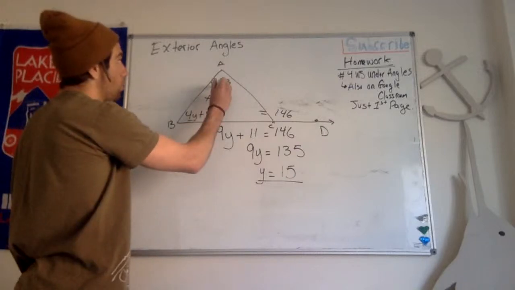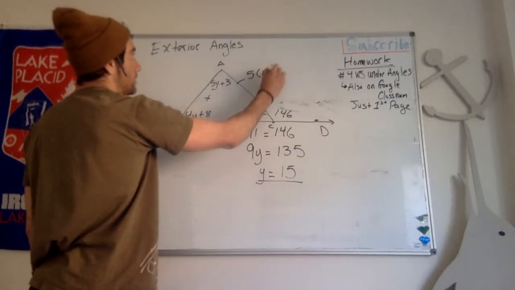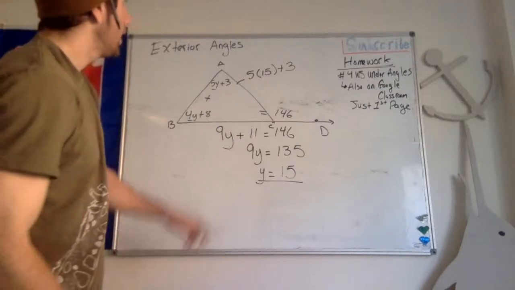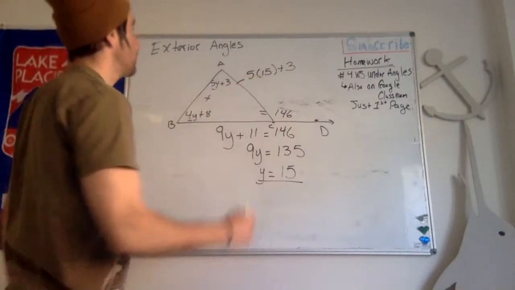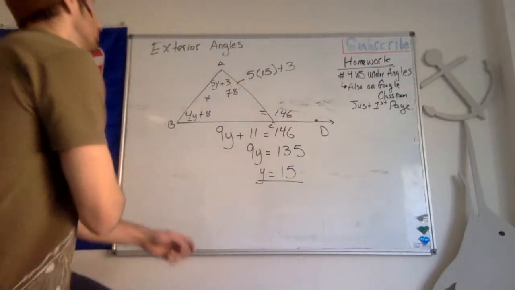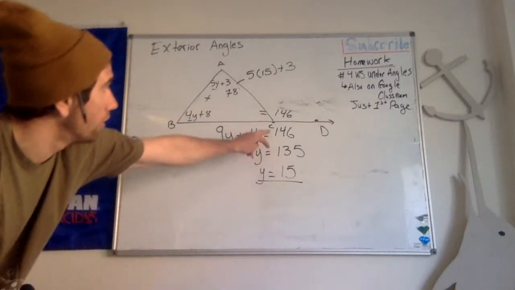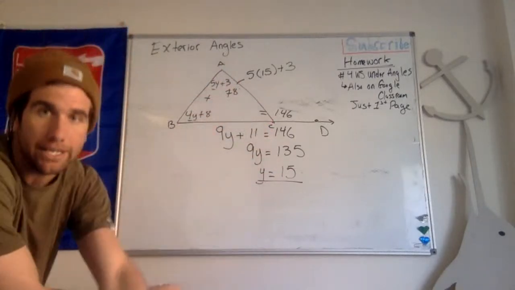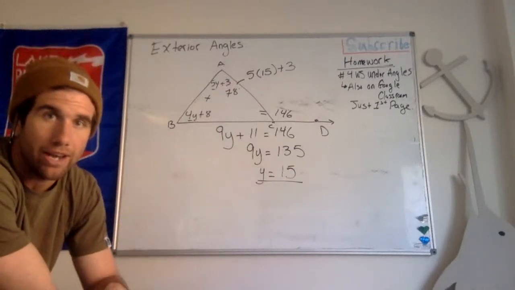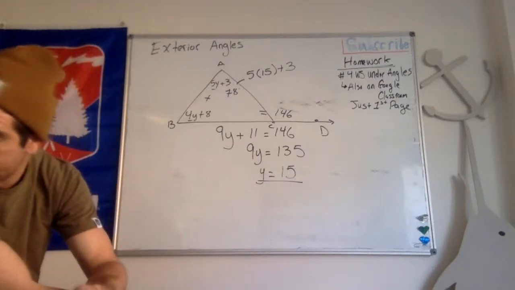So what's the measure of CAB? I would have to substitute y with what number? 15. 5 times 15 plus 3. So 5 times 15 is 75 plus 3 is 78. Okay. So the exact angle measure in this case for angle CAB is 78 degrees. Good. And you can find every angle here. I'm not going to do it right now. You guys can do it on your own. Everyone seems like they're doing really well with it. So you go ahead and just solve that.